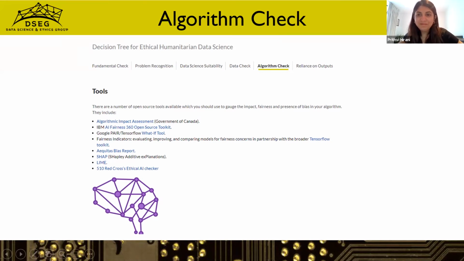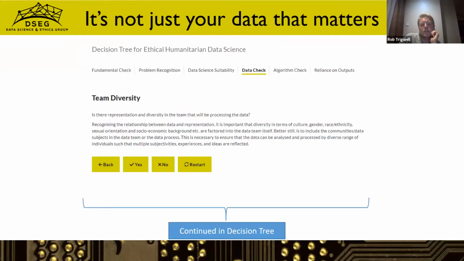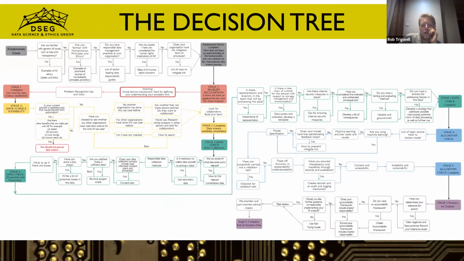I'll stop there, Rob. Yeah, thanks, Prithvi. So basically, just to go back to this schematic here, we're trying to emphasize that in any kind of data science project, but we're speaking uniquely to the humanitarian sector, because that's our specialism and that's the sector we're part of, it's a really complex project, particularly when you're working with the vulnerable populations that we are.